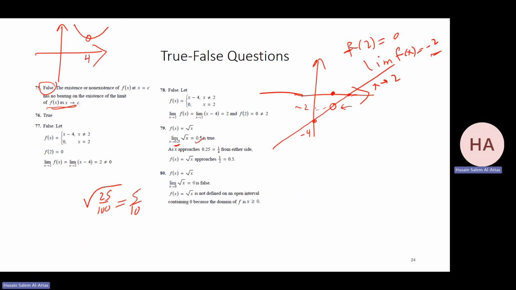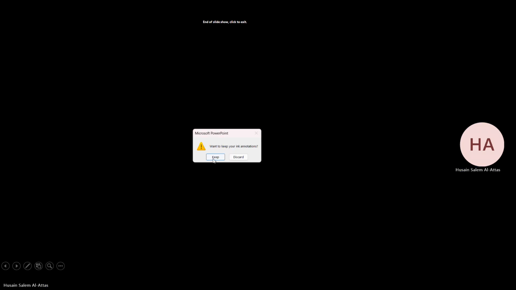Okay, 0.5. But notice, if I want to do the limit as x goes to 0 of the square root, from right, yes, we can do that. But from left, we cannot do. So also the function is not defined on an open interval containing 0, because the function is not defined as x goes to 0 from left. And with that, we say the limit does not exist. Here, the limit does not exist. I think that's all for 2.2.